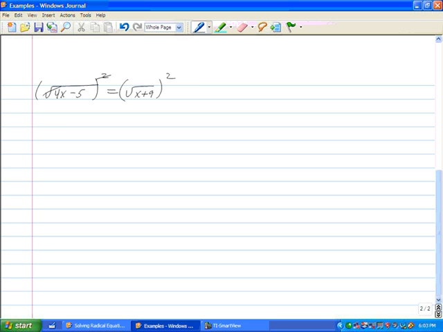Square root and square cancel. 4x minus 5 comes out. Square root and square cancel. x plus 9 comes out. This is linear. There are no x squares, so I can subtract x over, and add 5, and I can divide by 3.